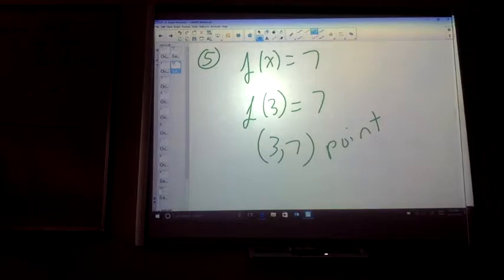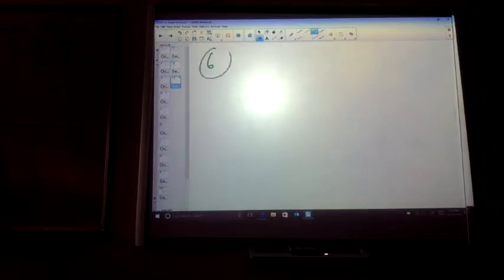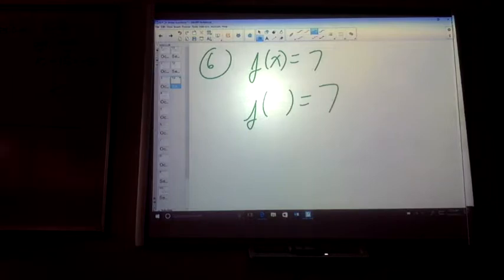Number 6, again, they want to know, you have the function at x is equal to 7, so it's basically saying the function at what gives me 7.